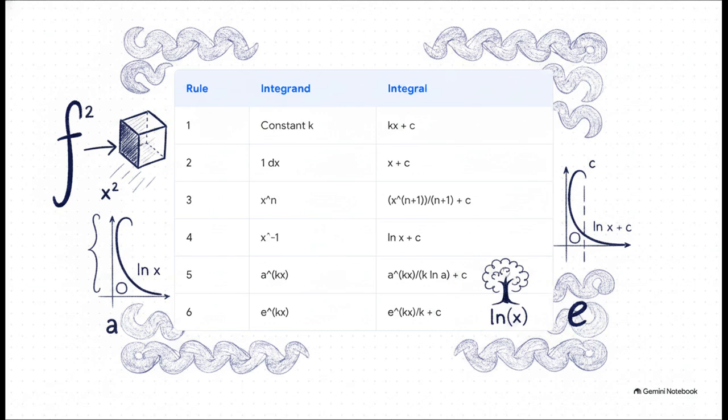We also see some special cases, like Rule 4 for x to the -1, which integrates into the natural logarithm of x. And, just as a fun bit of math trivia, Rules 5 and 6 show us that exponential functions, especially those with the base e, are incredibly resilient. They often just integrate right back into themselves, simply divided by their constant.